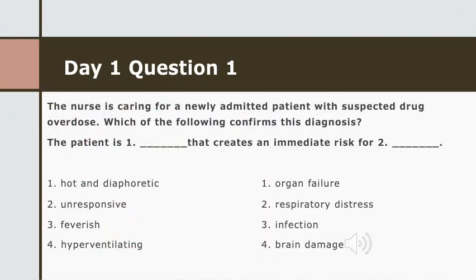Day 1, question 1. The nurse is caring for a newly admitted patient with suspected drug overdose. Which of the following confirms this diagnosis? The patient is 1. Hot and diaphoretic, unresponsive, feverish, hyperventilating. That creates an immediate risk for 2. Organ failure, respiratory distress, infection, brain damage.